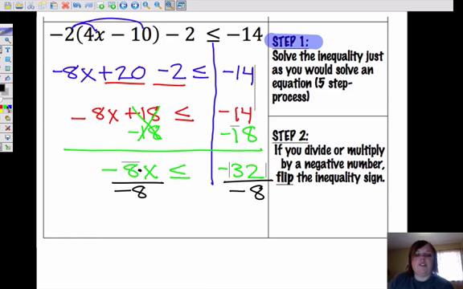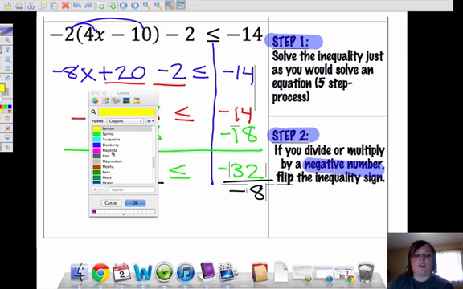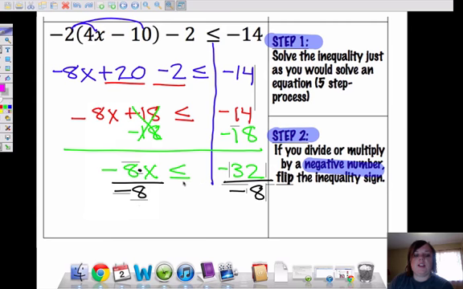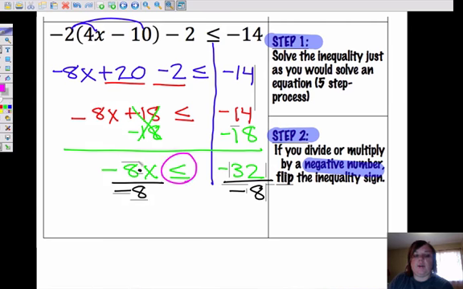And then I need to remember this step about dividing by a negative number. I just divided by negative 8. So that is a signal to me, I'm going to go with a different color, that I need to flip this sign. When you divide by a negative number, it switches the sign. So now these 8's cancel out, but I have x is, and instead of less than or equal to, it's going to be greater than or equal to. And then negative 32 divided by negative 8 is a positive 4.